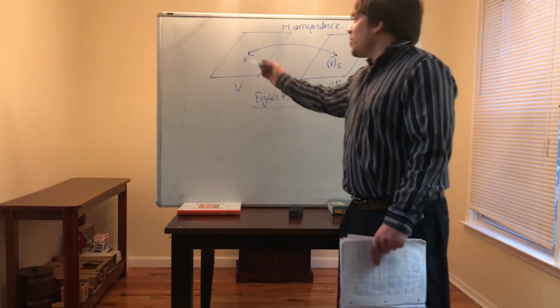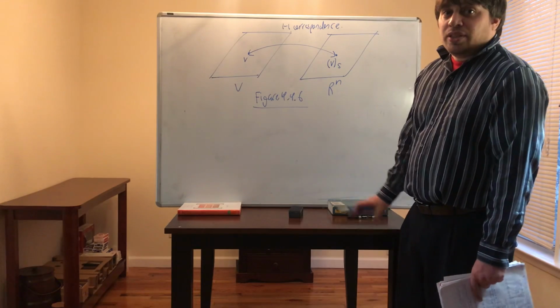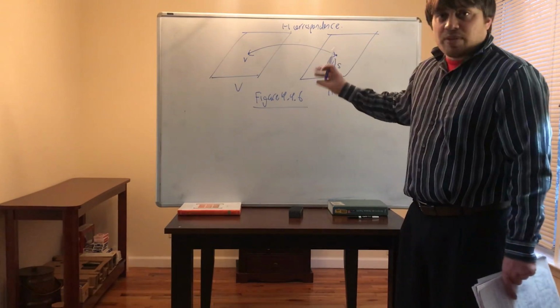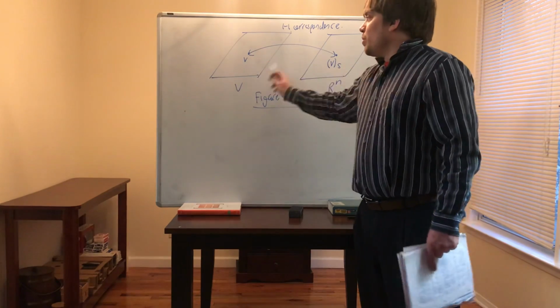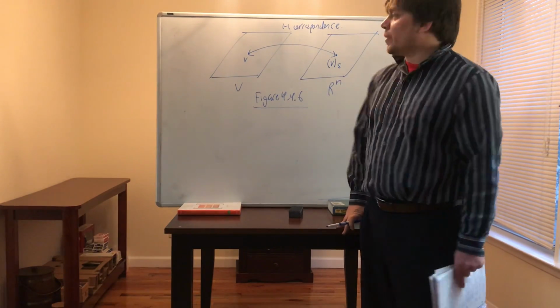So when you find the coordinates of a vector relative to a basis for your vector space, with that definition in mind, you're finding the correspondence between all the vectors in the vector space and n-tuples in Rn. Okay?